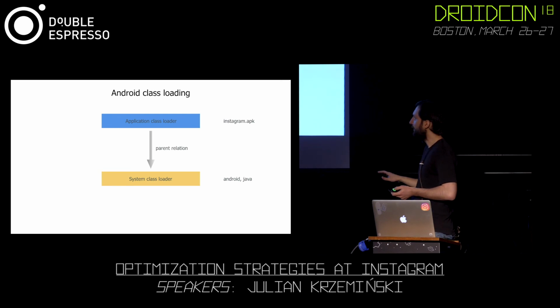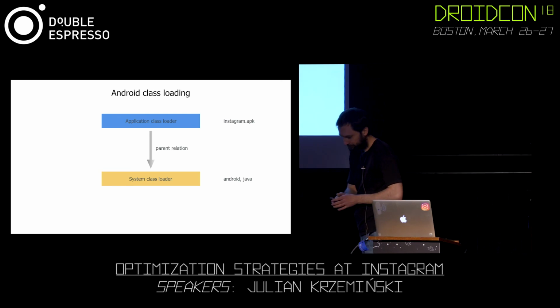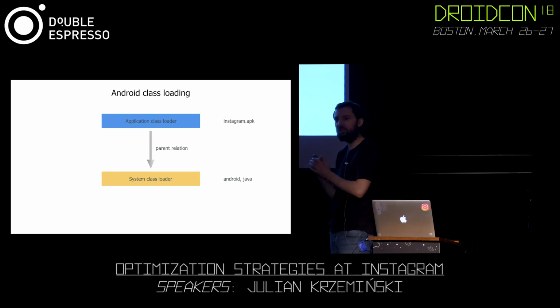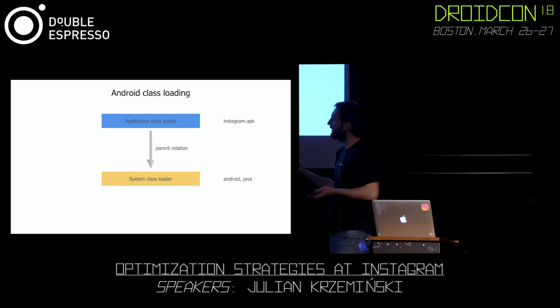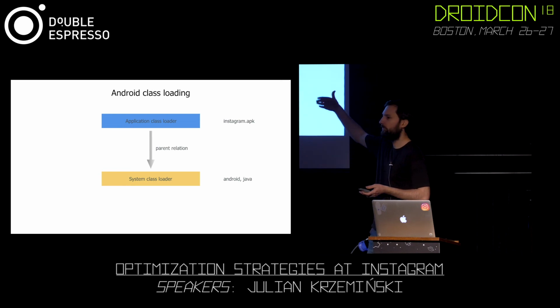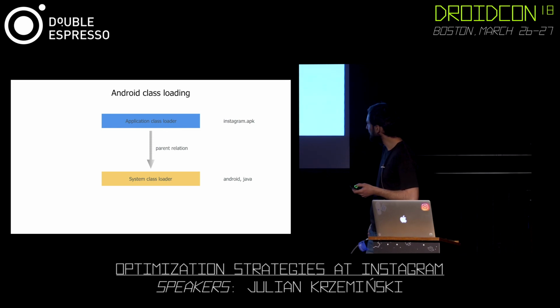The way class loading works is that if I need class A, the system goes to the application class loader and asks, hey, do you have class A? If yes, great, that's the end. If not, the application class loader delegates the call to the system class loader. If the system class loader has this class, great. If it doesn't, there's no more parent to ask, so a class not found exception will be thrown.